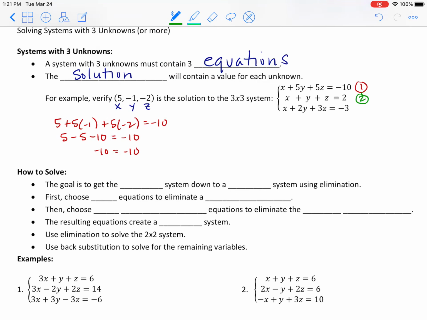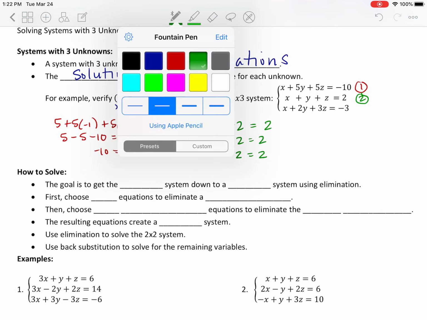Now let me check with the second one. With the second one, x plus y plus z. So 5 plus a -1 plus a -2 should all equal 2. And that's 5 minus 1 minus 2. And 5 minus 3 is definitely 2. So 2 equals 2. It checks out there.